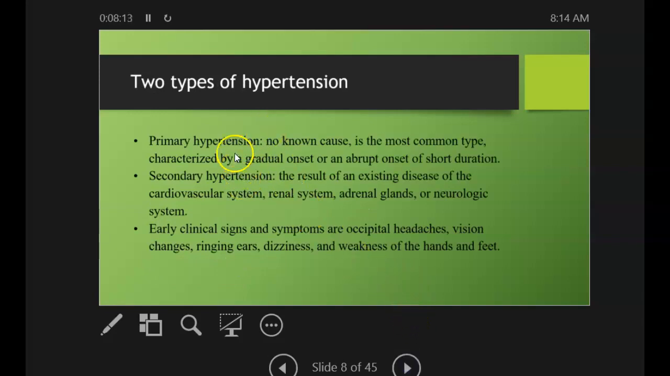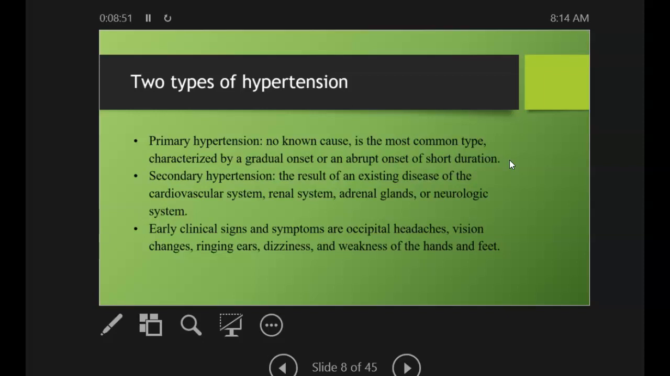So hypertension can be kind of divided into two categories: primary and secondary. Primary hypertension, there's not really specifically a known cause. It's the most common type. It's characterized by a kind of a gradual onset or an abrupt onset of short duration. Secondary results from an existing disease or another cardiovascular disease, renal disease, an adrenal gland disease, or neurologic system disease. So it's usually in conjunction with something else happening in the body.